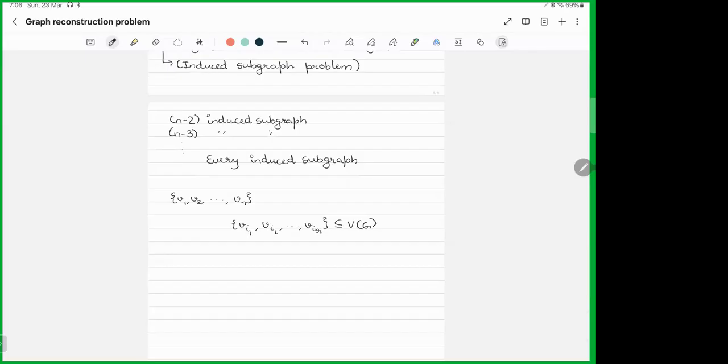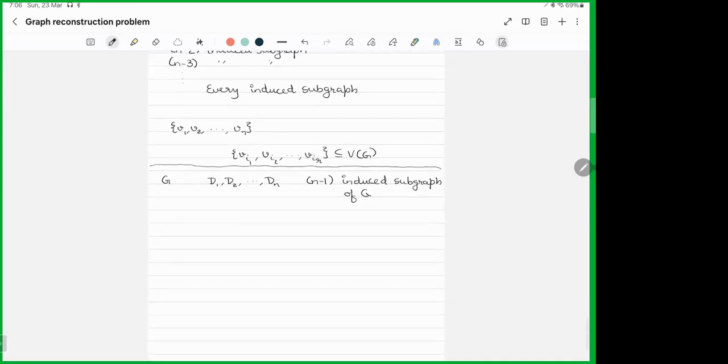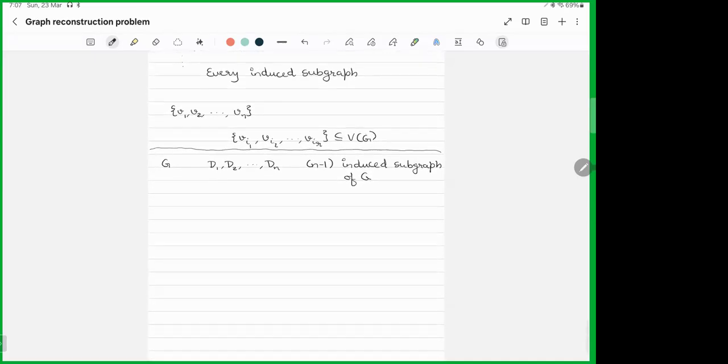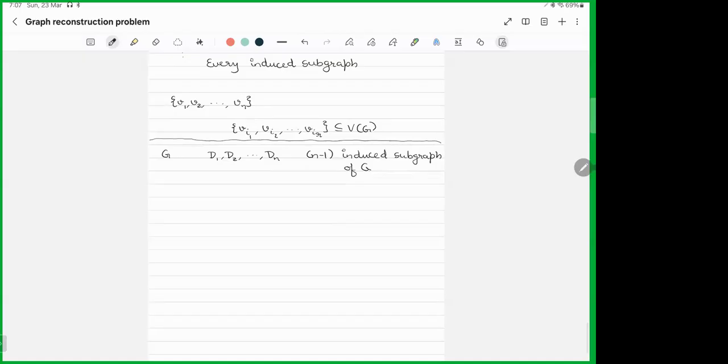Okay. Let's say G is my original graph and D1, D2, ..., Dn are the cards. This is the set of all the n-1 induced subgraphs of G. So this is the only information I have. Now what do you want to do? We can find the n-2 induced subgraphs in each of D1, D2 till Dn. How many will we get? That would be n square? No, that would be n-1 into n.